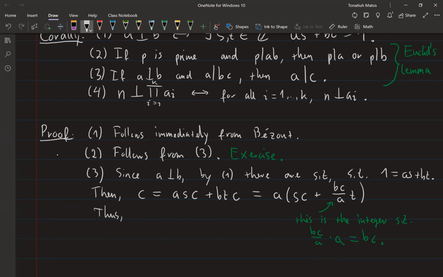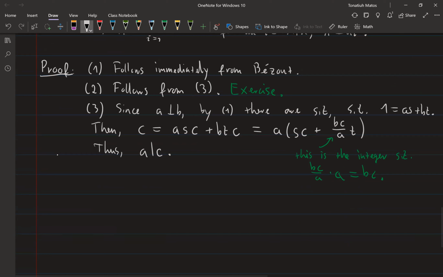So the conclusion is that A divides C because, well, I literally wrote C as A times something, right? Now, like I said, exercise 4, I think, is a good exercise to practice both induction and how to deal with co-prime numbers. So this is a simple exercise that you should take a look at.